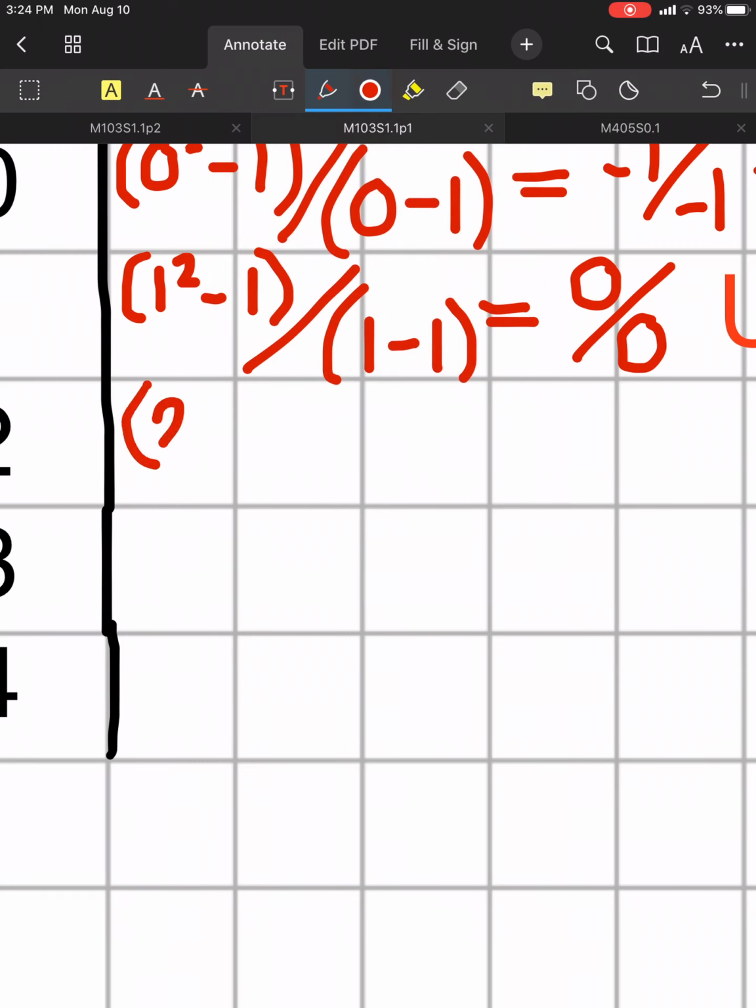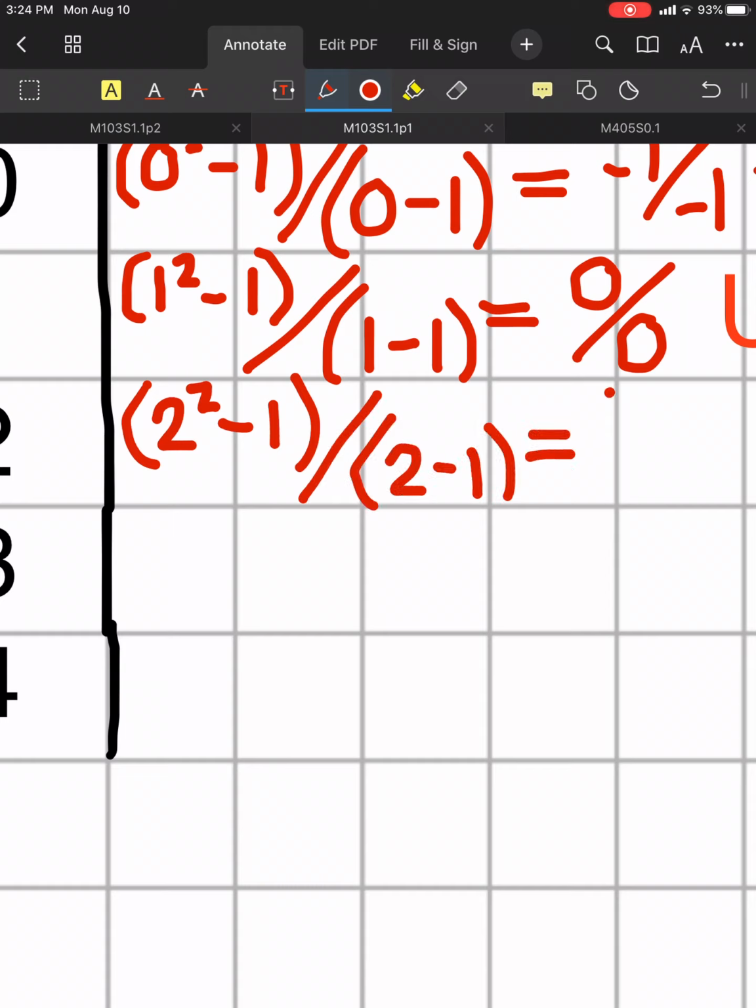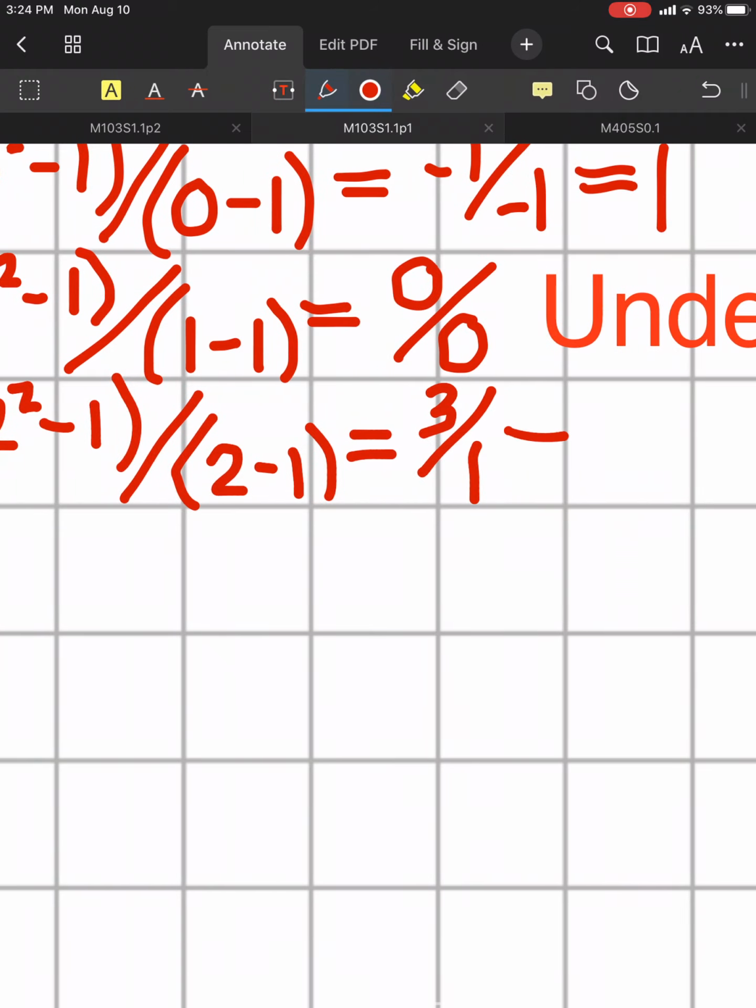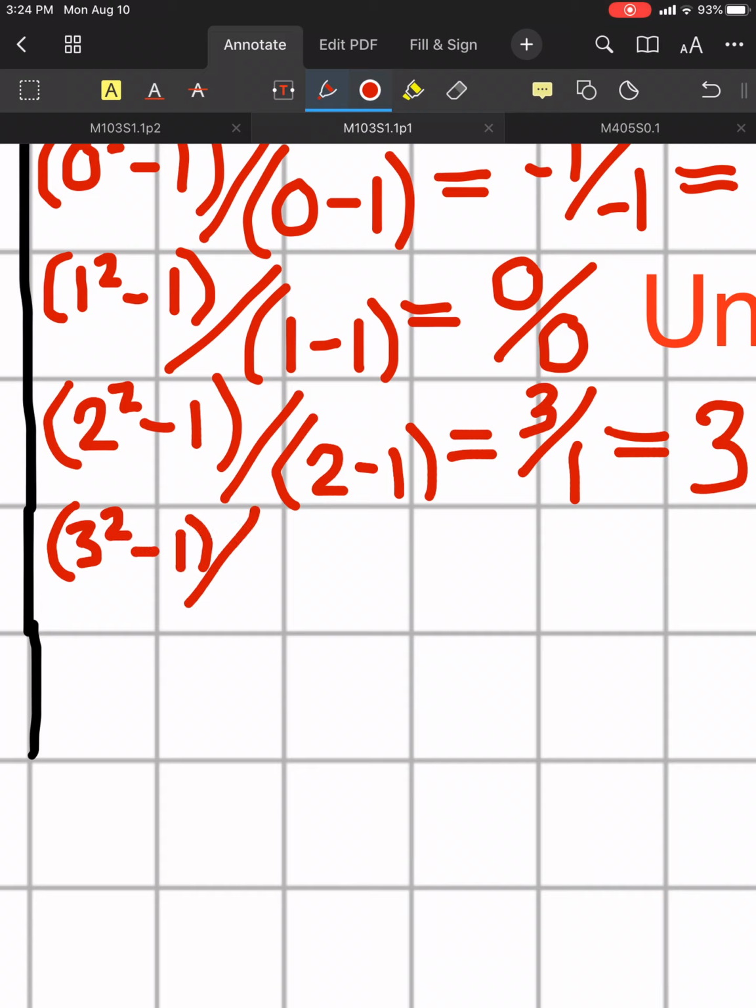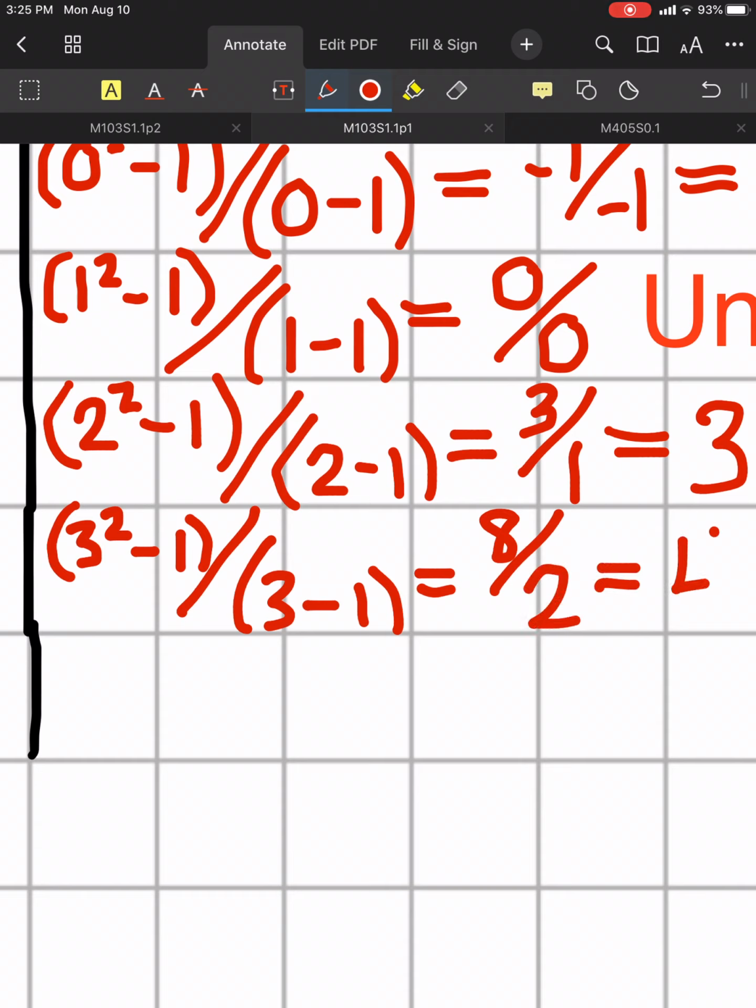We'll continue on, and I'll try and make these last few quicker. We're going to get 2 squared minus 1 over 2 minus 1. That's 3 over 1, or 3. And again, sorry for moving these things. Hopefully you all are able to follow what I'm doing. Then I get 3 squared minus 1 over 3 minus 1. 3 squared is 9, so minus 1 is 8. 3 minus 1 is 2. This gives us a 4.